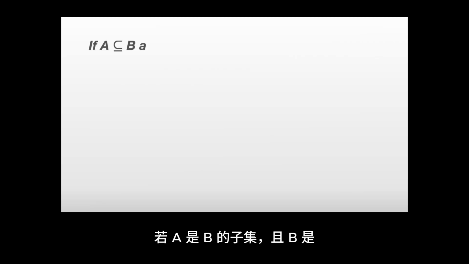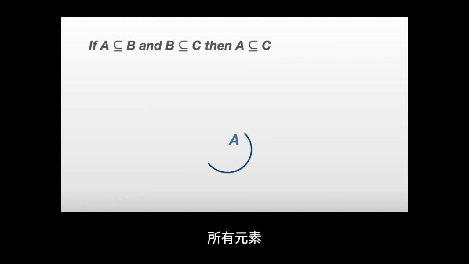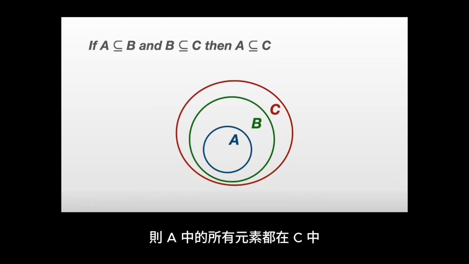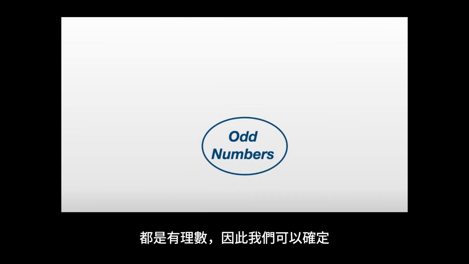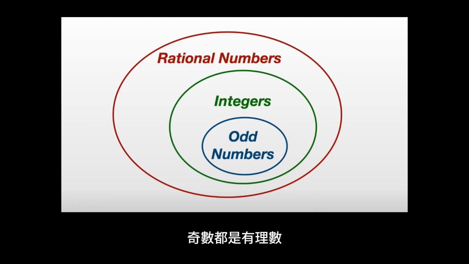A really nice and intuitive property of subsets is that if A is a subset of B and B is a subset of C, then A is a subset of C. It's pretty simple to prove, but probably best illustrated visually. If all of the elements in A are in B and all of the elements in B are in C, then all of the elements in A are in C. This property shows up a lot in sets of numbers. For example, all odd numbers are integers and all integers are rational, so we can be sure that all odd numbers are rational.